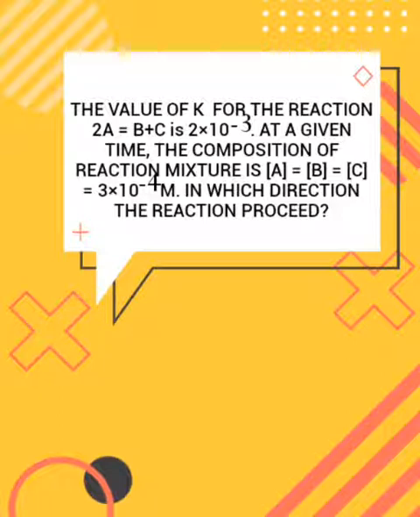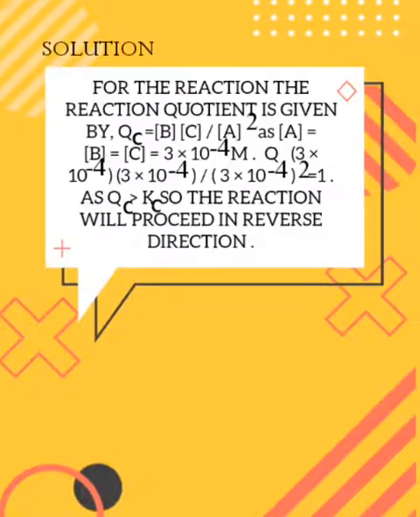Consider the following problem where the value of Kc for a reaction 2A giving B plus C is 2 × 10^-3. If the composition of A, and of B and C, which is equal, is given as 3 × 10^-4, then in which direction will the reaction proceed? Thus, we will first find out the value of Qc, which is equal to the concentration of B multiplied by the concentration of C divided by the concentration of A squared. So, we found the value of Qc equal to 1. Since Qc is greater than Kc, the reaction will proceed in the reverse direction.